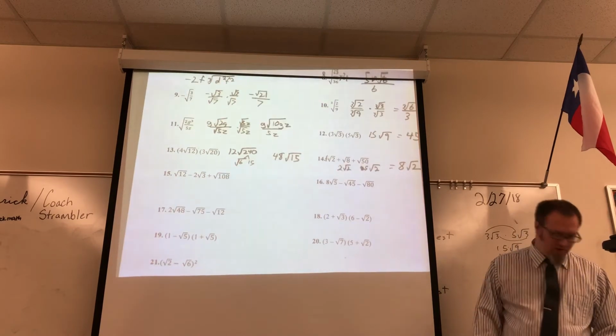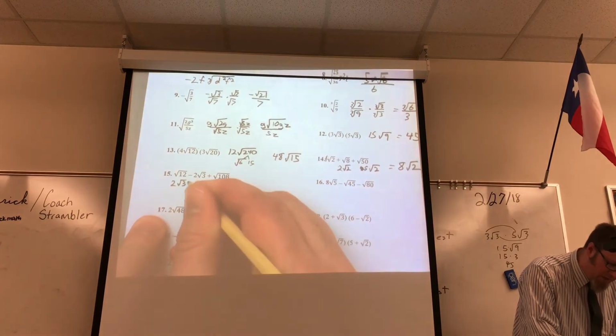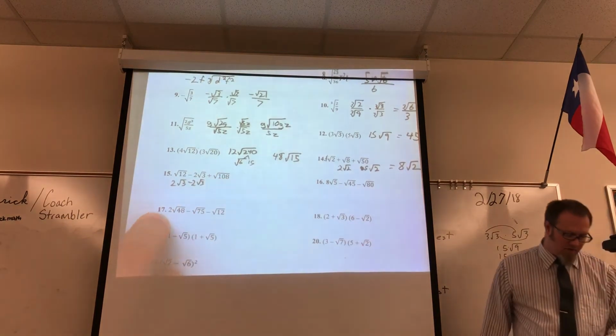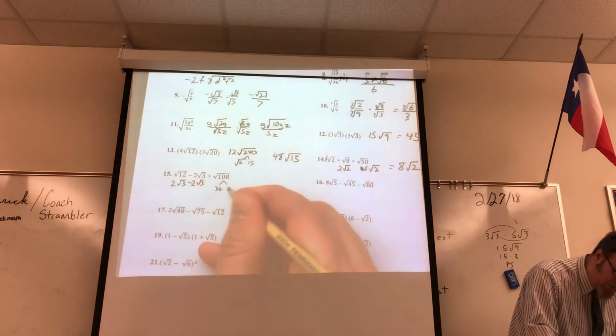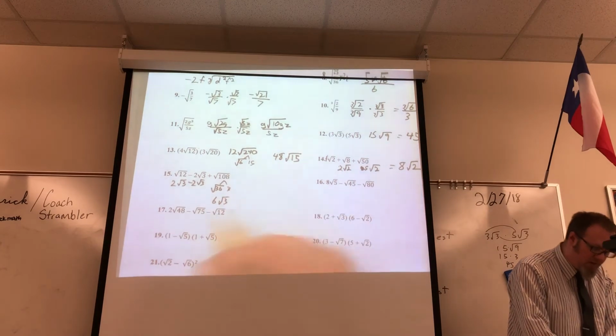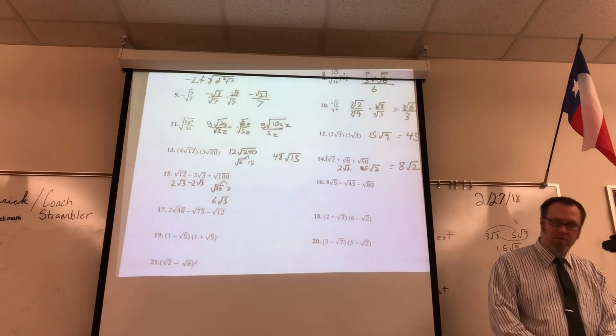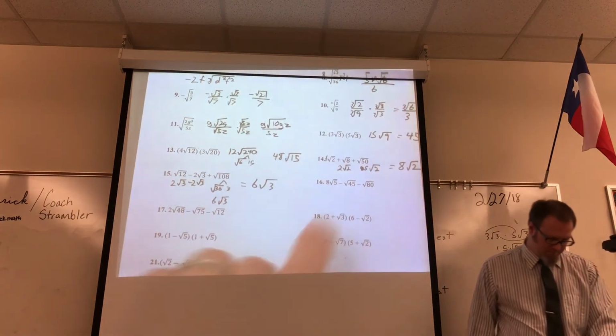Okay. On this one, 12 is 2 square root of 3, and then minus 2 square root of 3. The 108 is 36 and 3. Square root of 36 is 6, so that'd be 6 square root of 3, which 2 square root of 3 minus 2 square root of 3 is nothing. So the answer is 6 square root of 3.